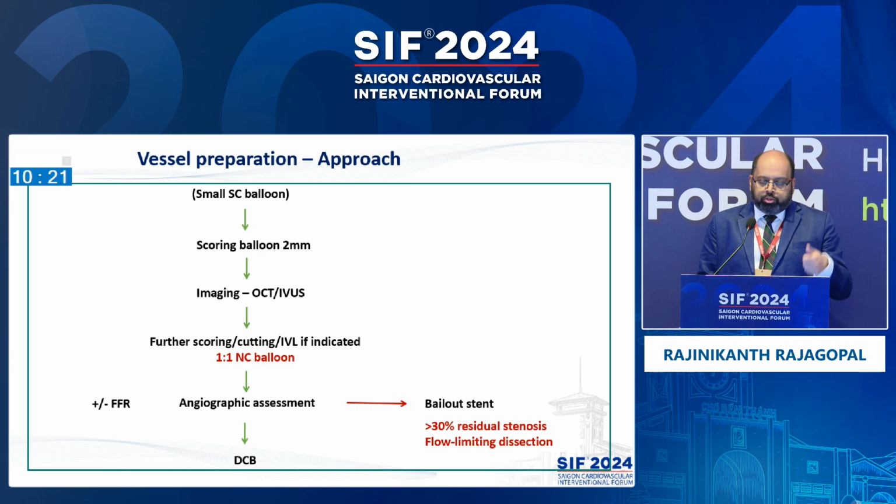If it does not look good, which means if there is more than 30% residual stenosis or a flow-limiting dissection, we need to go for a bailout stent. So we'll see how that works in reality.